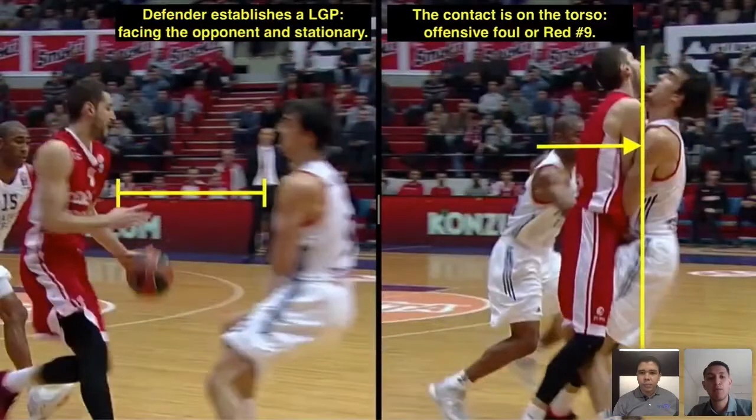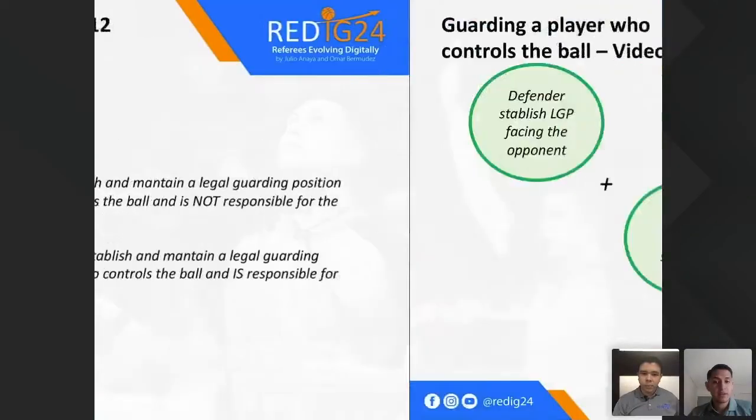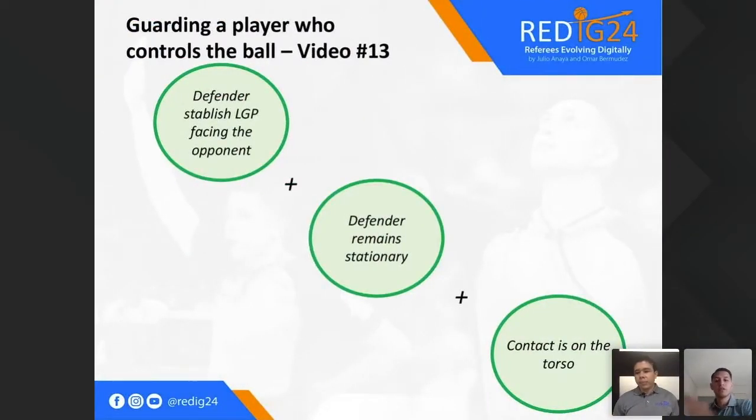And basically, this is the key point right here. Defender established a legal guarding position facing the opponent and is stationary, and the contact is in the torso, and this is an offensive foul of player red 9. So the facts that we need to bring to the table right here: the defender is in a legal guarding position, he was stationary, both feet on the floor, yes or no. Defender established a legal guarding position facing his opponent, the defender remains stationary, and the contact was straight in the torso. That's why this is an offensive foul.